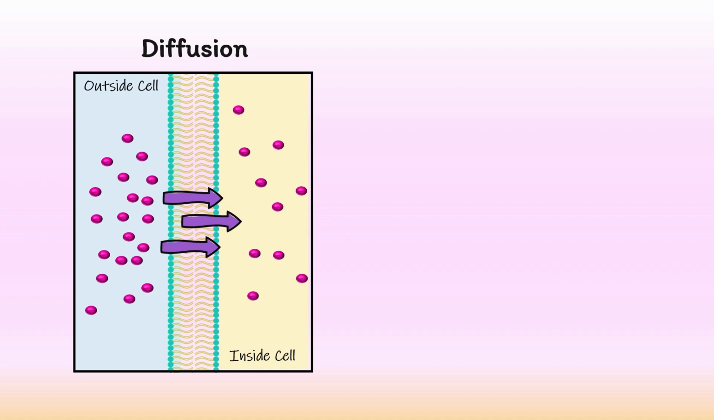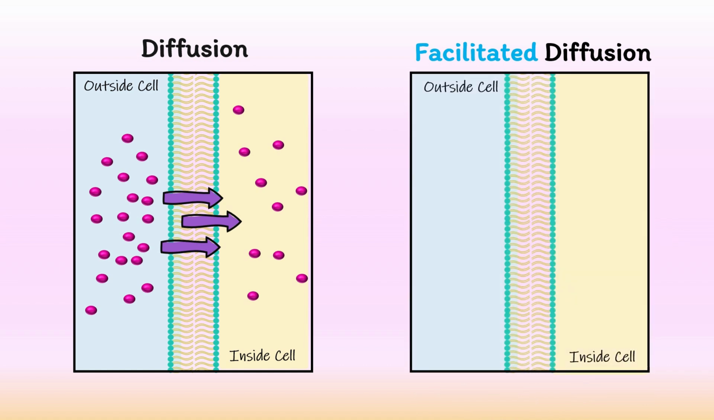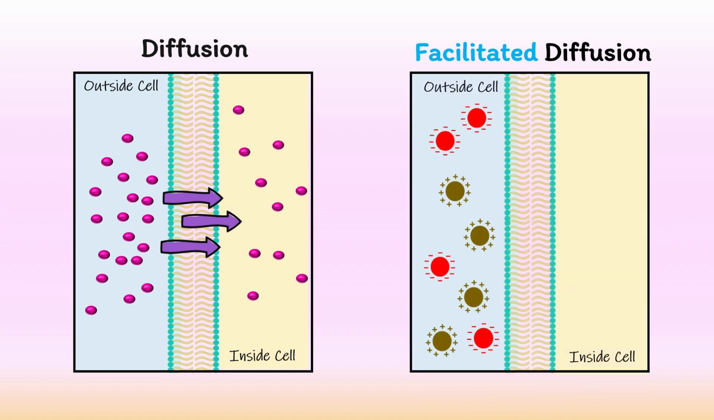But how is simple diffusion different from facilitated diffusion? Well, large and polar molecules cannot cross the membrane by simple diffusion. Transmembrane proteins recognize the particular molecule and help it to move across the membrane. The direction it moves is dependent on the concentration gradients.